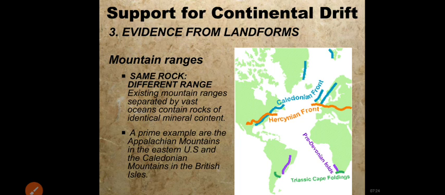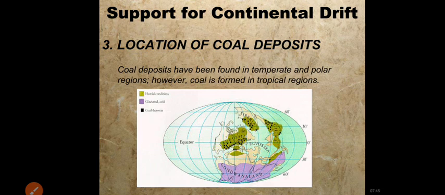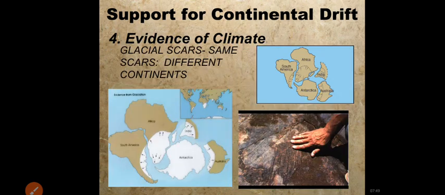Looking at the mountain ranges and rocks, the geological formations found in some continents are also found in the same form in other continents. This tells us that the Earth was once all together. Then we have the climatic evidence.